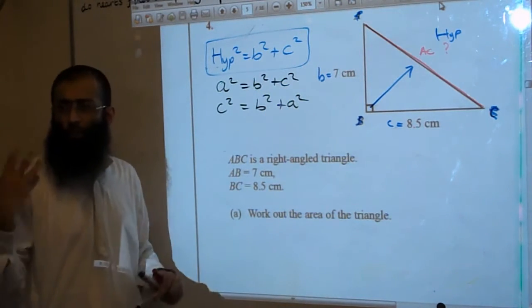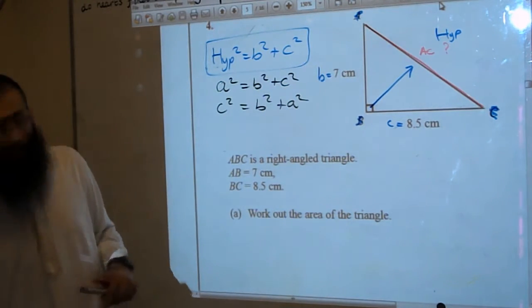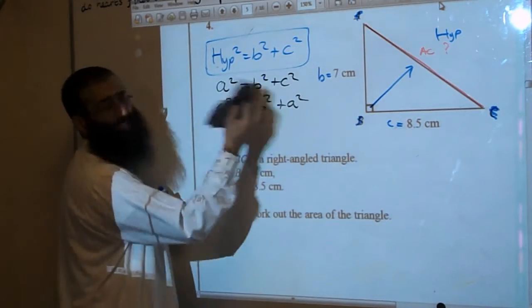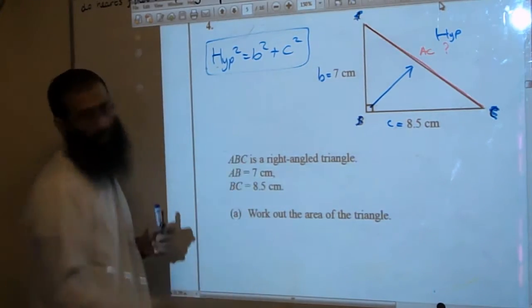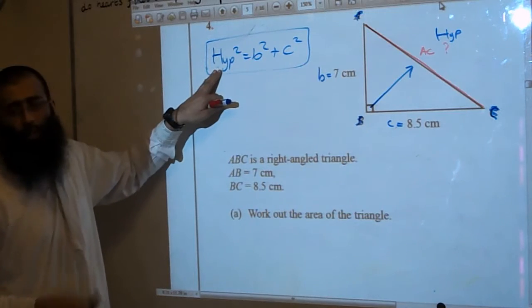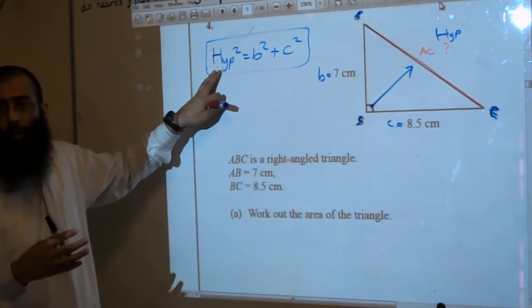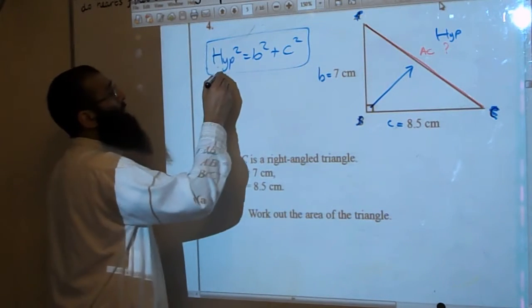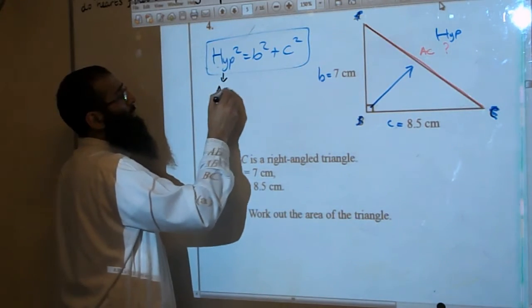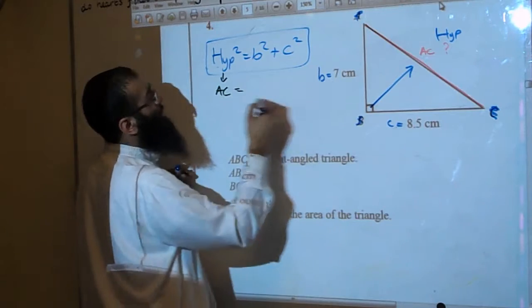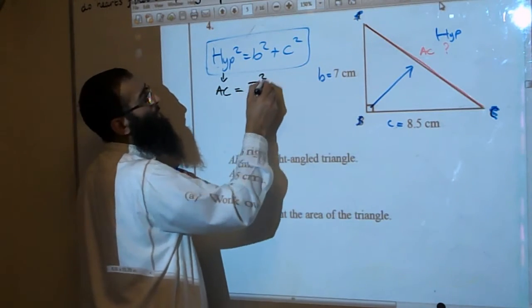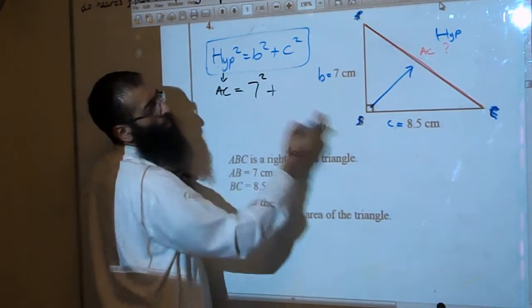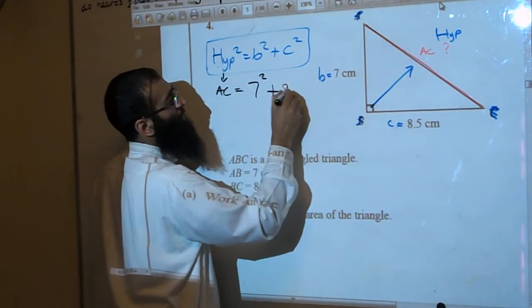I'm trying to teach you a version that you can remember and understand in the examination, so I'm going to use my version. This is all the same. Whatever is over here squared, that's always the hypotenuse. That's the best way to remember it. Hypotenuse squared. What is the hypotenuse? AC. And the B value is equal to 7, so 7 squared plus C squared. What's C equal to? 8.5.